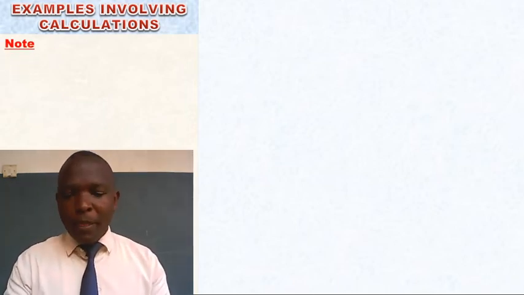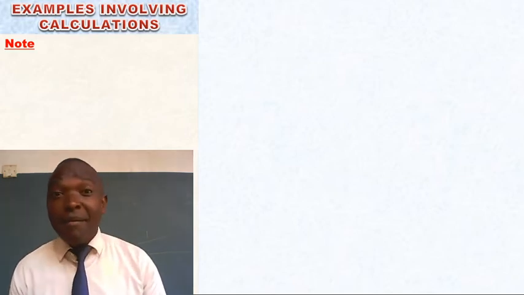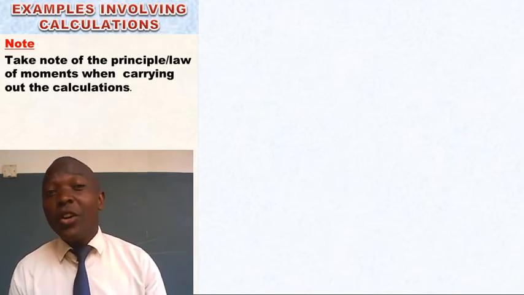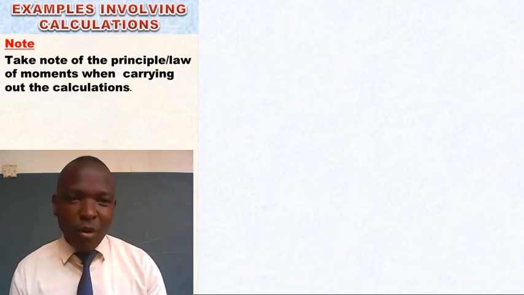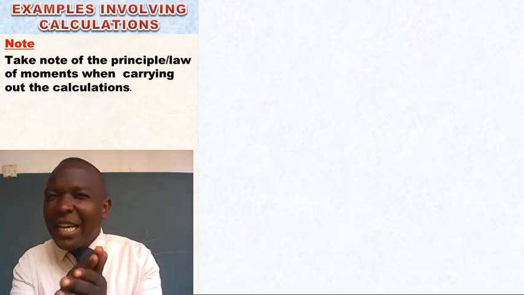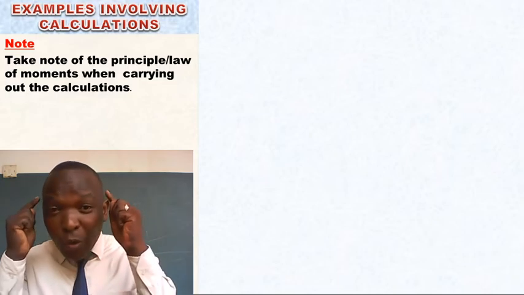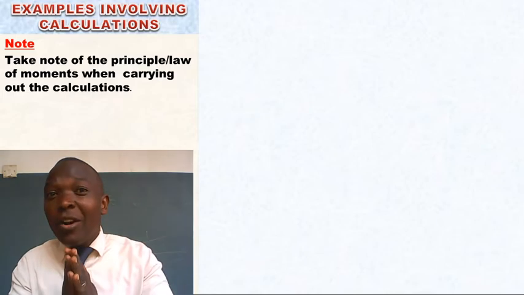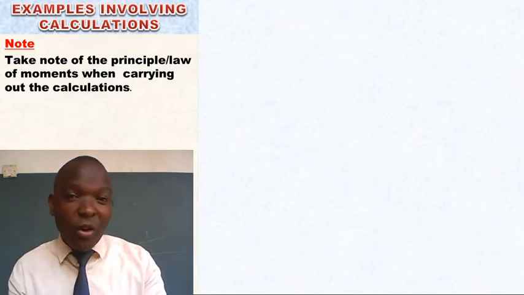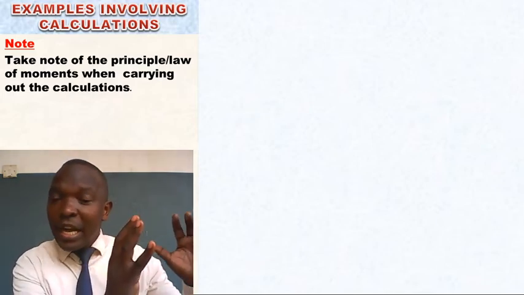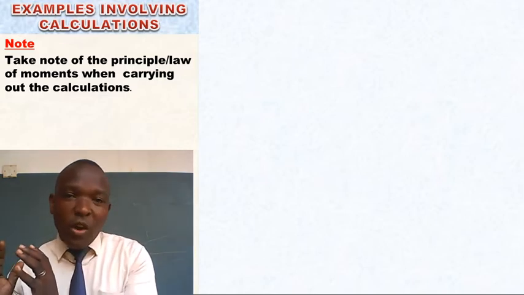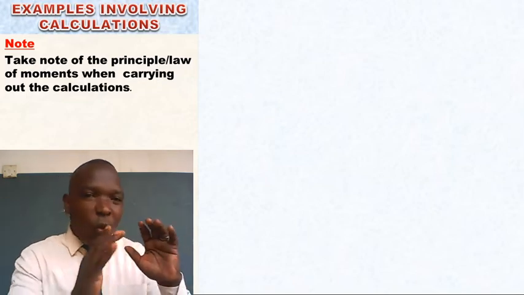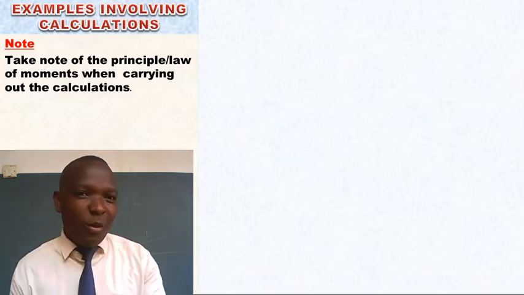For example, when we are going to calculate, there are some things we need to note. One of them is this. We need to take note of the principle, the law of moments. Please, before you make any calculation, the principle or the law of moments must be here. You must know that law to work it out, knowing that the clockwise moments are always equal to anti-clockwise moments. What you have multiplied on the clockwise side must always be equal to what you have multiplied on the side of the anti-clockwise moments.